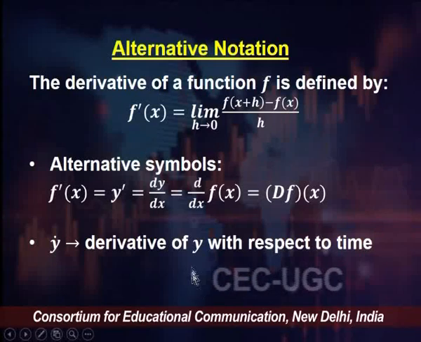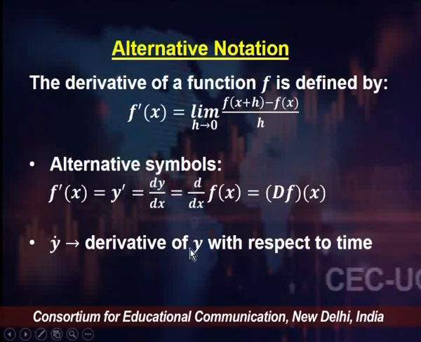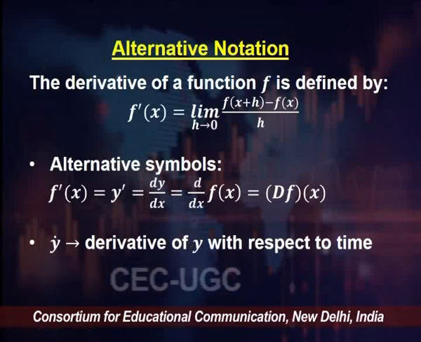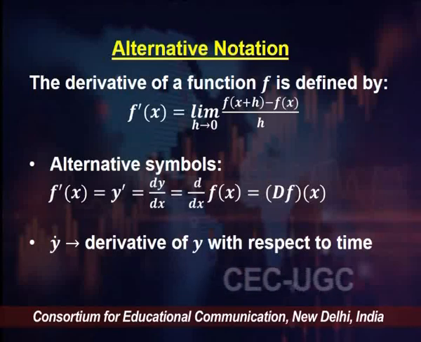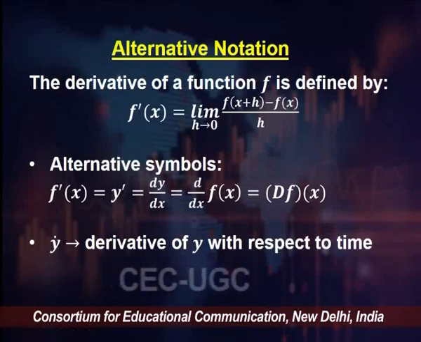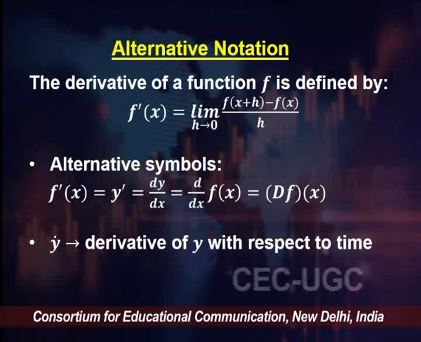Now, in economics and physics, we also deal with a lot of functions which are functions of time. So, for example, if the variable y is a function of time, then we also use this notation y with a dot over it, which represents the derivative of y with respect to time. So this dot notation specifically comes in when you're talking of the derivative with respect to time.